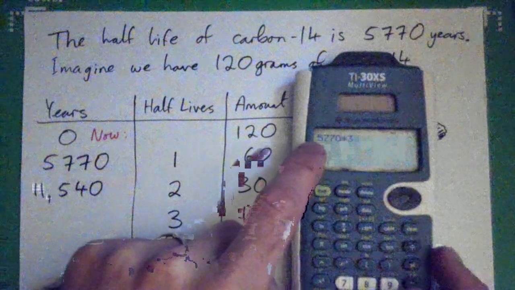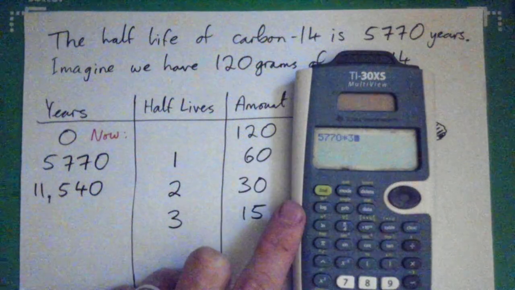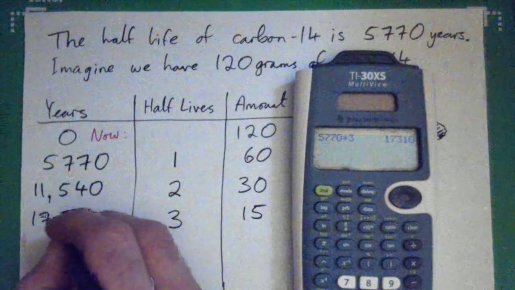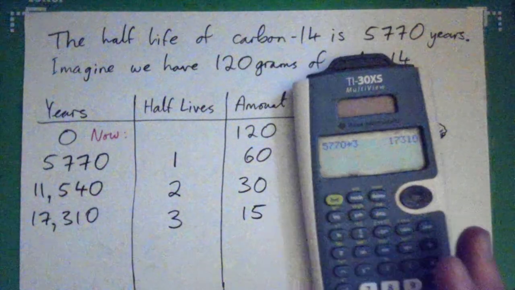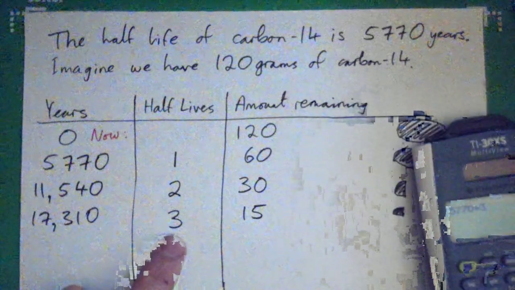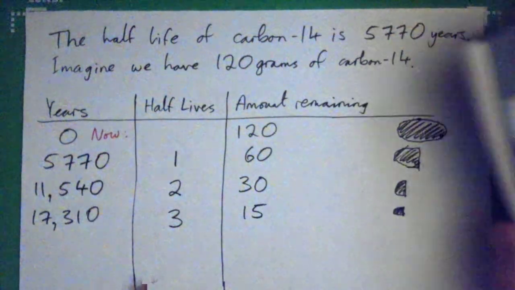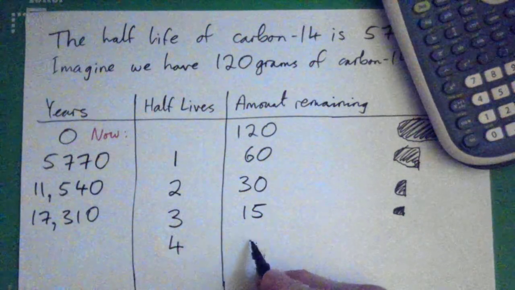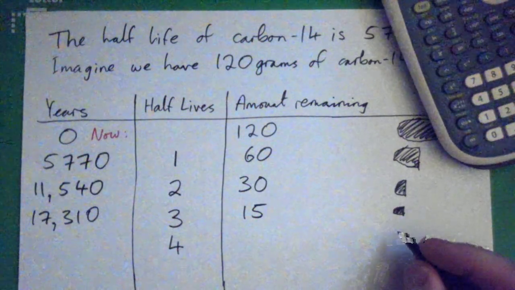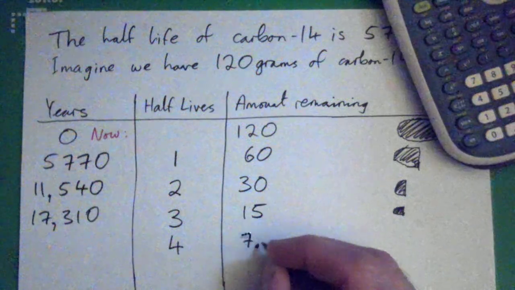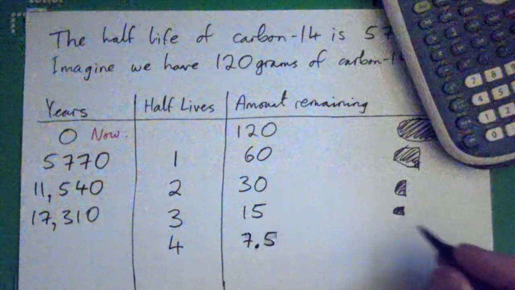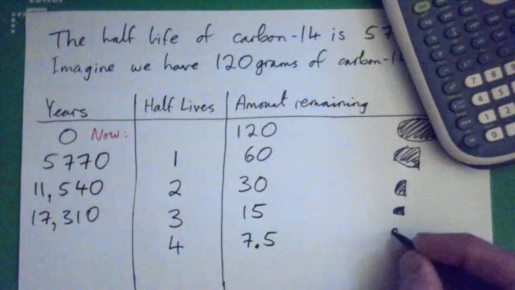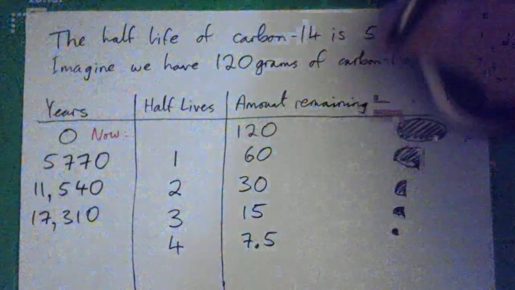And then 5,770 times 3 gives our 17,310 years. Good. So let's do another half-life, a fourth one. How much grams is left? 7.5 grams left. Good job. And how many years ahead is that? And it's just this little bit left, that's all, because it's half of the previous amount, isn't it?